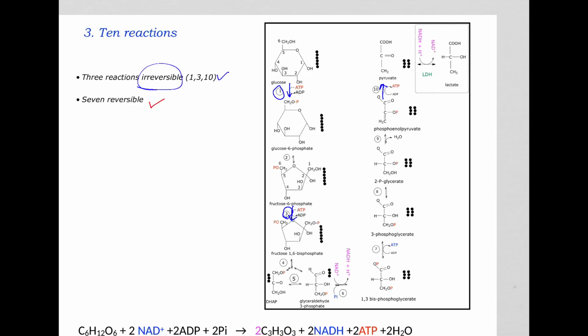The other 7 reactions are reversible, and you can see these arrows are drawn like this, which means they are reversible reactions. So the other 7 reactions can occur in either direction. So for example, 1,3-bisphosphoglycerate can be converted to 3-phosphoglycerate, or 3-phosphoglycerate can be converted to 1,3-bisphosphoglycerate, because this is a reversible reaction. So under cellular conditions, this reaction can happen in either direction.